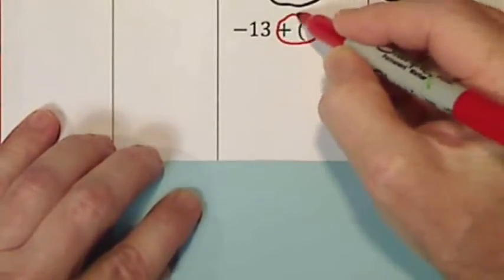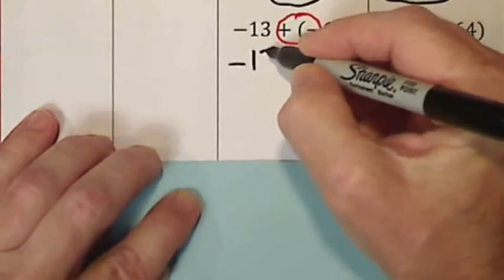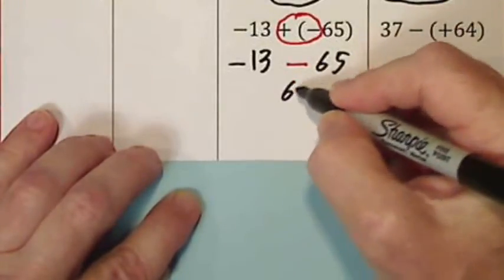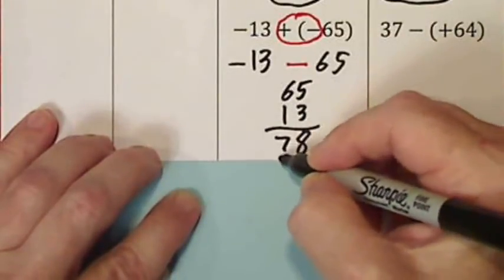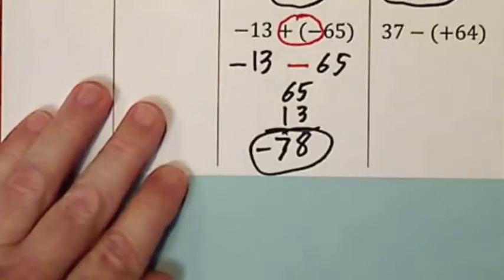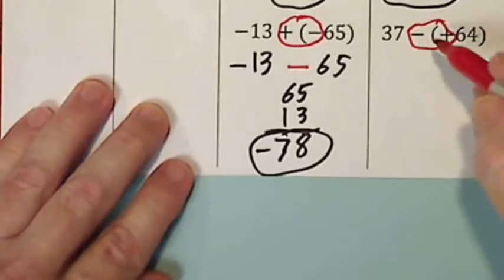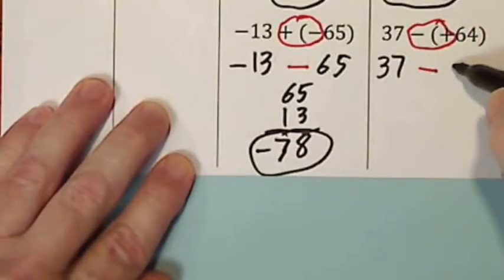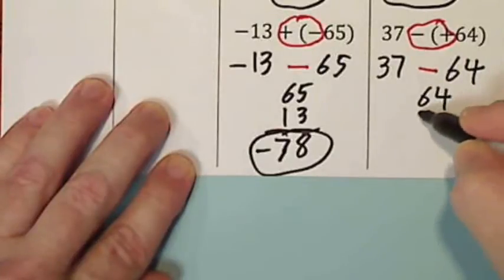Two signs in front of a number. Positive times negative is negative. Bring down what you haven't touched. Signs are the same, you add. And you keep your sign. And then finally this one. Sorry about that. Negative times positive is negative. Signs are different. You subtract. Keep the sign of the larger.